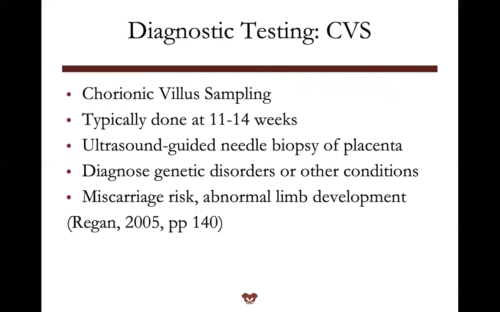So diagnostic testing, to actually diagnose Down syndrome or other genetic disorders, chorionic villus sampling is one technique that's used. It's typically done at weeks 11 to 14, and it's not used as commonly as some other methods, which we'll talk about in a moment, but this is one technique that can be done. An ultrasound guided needle is placed through the abdomen, through the placenta, and a little piece of placenta is biopsied, and that placenta can then be used to diagnose any genetic disorders or condition.